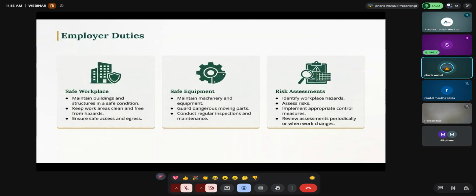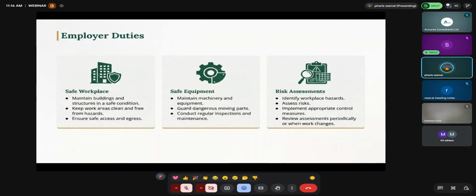Secondly, providing safe equipment, through maintenance of equipment and machinery, regular inspection and maintenance. Number three, as an employer, you're also supposed to make sure that you conduct risk assessments, that you are able to identify and inform your employee of any potential hazards. You make sure that you review those hazards periodically.